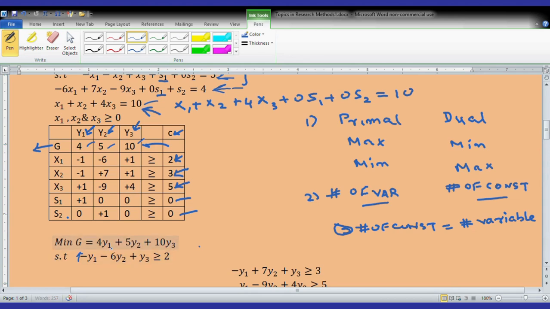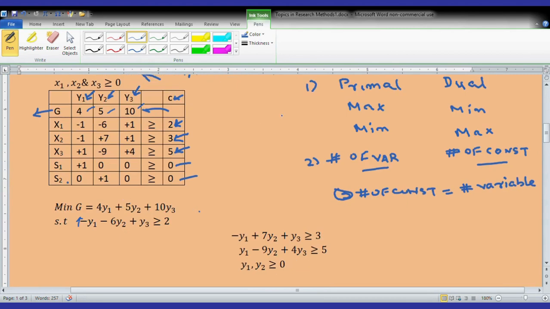There are 3 dual variables, y1, y2, y3. The right hand side of the first constraint defines the coefficient of the first dual variable. The right hand side of the second constraint defines the coefficient of the second dual variable, and the right hand side of the third constraint defines the coefficient of the third dual variable. So this is something that has been done, and the same is true for the constraints as well.